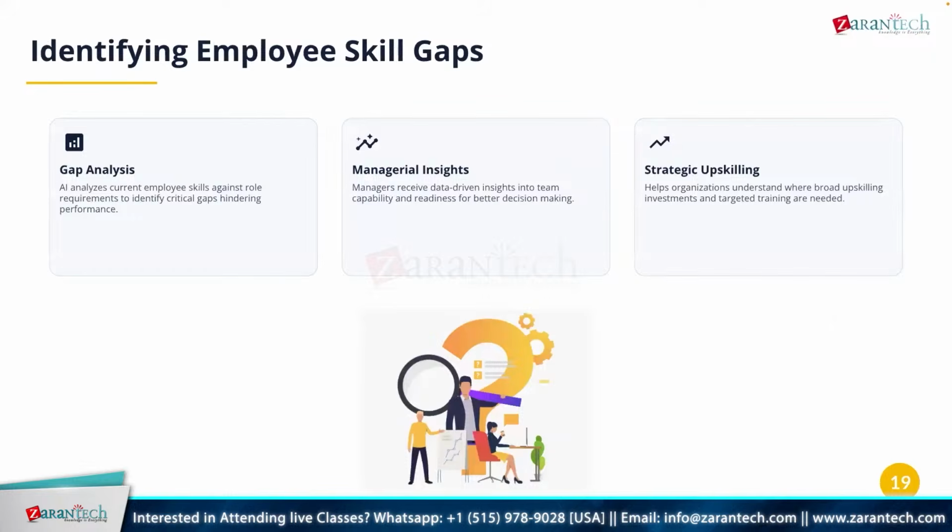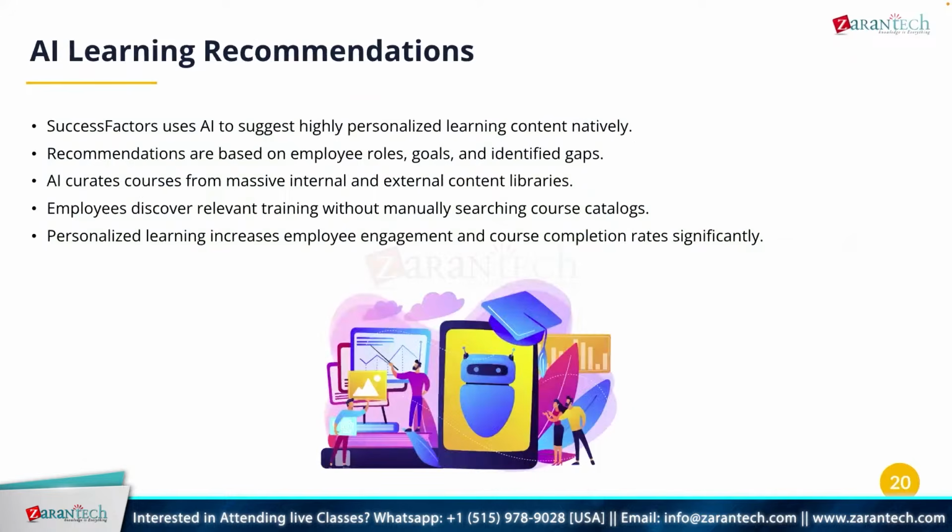Wherever the employee skill gaps are there, once they are given to it, it will identify those skills and gaps also. That is how AI gives learning recommendations, using SuccessFactors. As per the candidate's profile, his interest, his current credentials, and current technical, functional and mental capabilities, based on that, it might give you personalized learning content natively. So it curates the courses, which course to go for, which one is best for him.